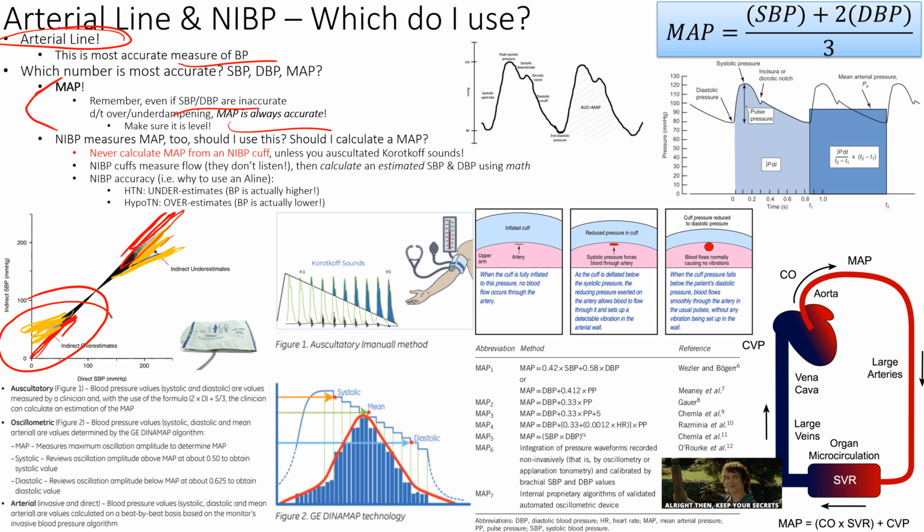As long as, of course, you are level, right? You still have to go through all your motions and make sure your A-line is level with your phlebostatic axis, right? The NIBP does measure MAPs. It gets a MAP, and then it will estimate your systole and diastole, and it can overestimate or underestimate them based on the MAP that it gets from its oscillating sensors, right?